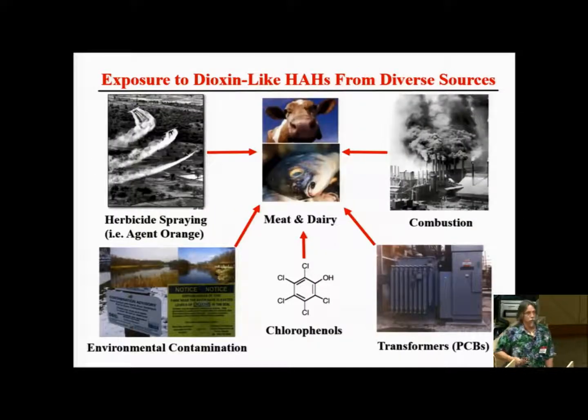So where do they come from? Basically, they come from any combustion reaction. Some of the early identification was herbicide spraying because of a contaminant in Agent Orange. The PCBs and transformers, which estimated that 50% of that is in the environment. You find lots of contamination in sediment, waterways, soil, food, and that's our primary source of exposure, is through food.